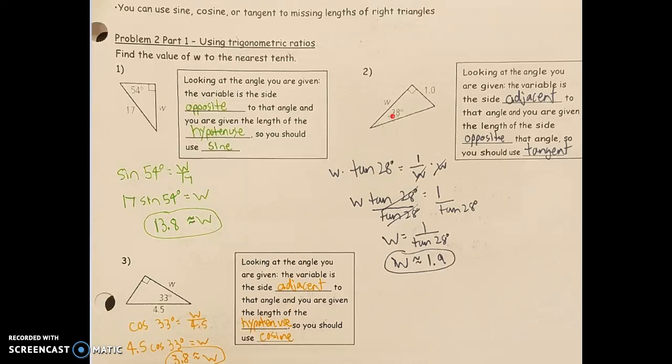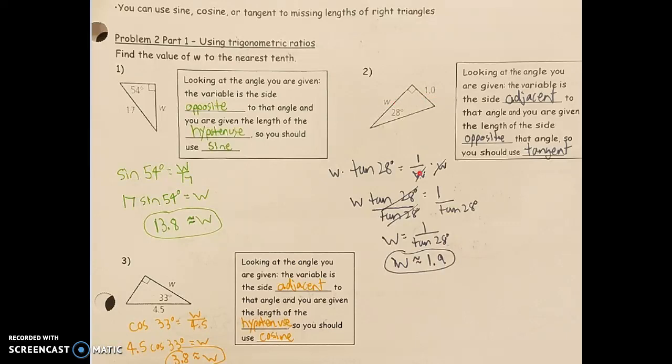So next example, this time I still have an angle and two sides, one which I'm trying to find and one which I already know. If I look at the angle that I start with, the variable is the adjacent side, and I'm given the opposite side. So if I'm using those pieces, opposite and adjacent, I want to be thinking tangent. That TOA part is opposite over adjacent. So if I set that up, the tangent of this angle, tangent of 28 degrees, is opposite over adjacent. So that's 1.0 over W, or we could just write 1 over W.